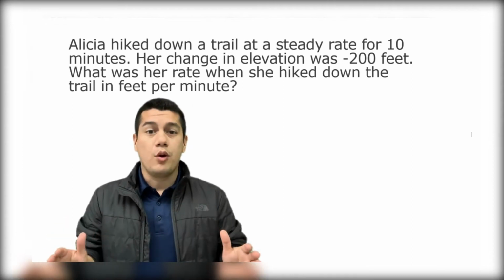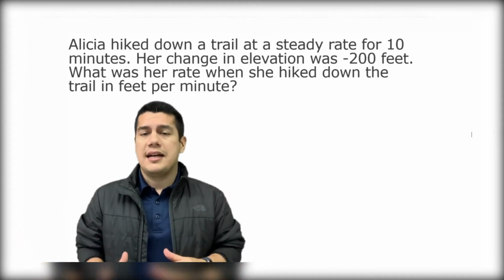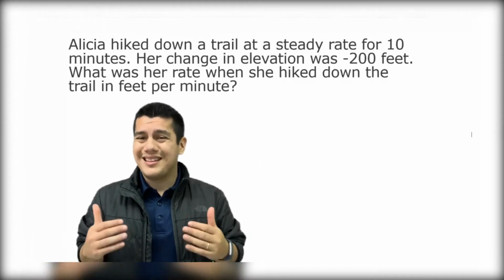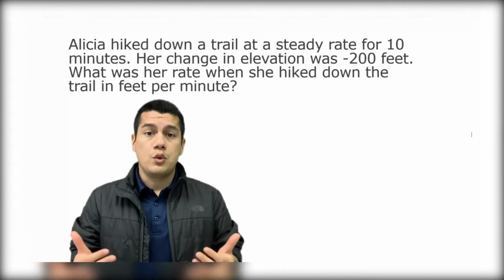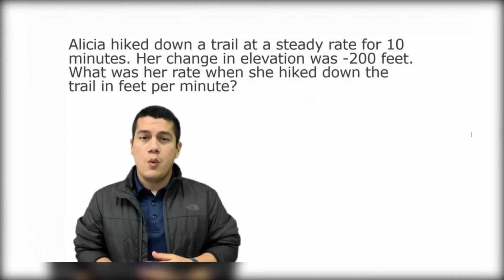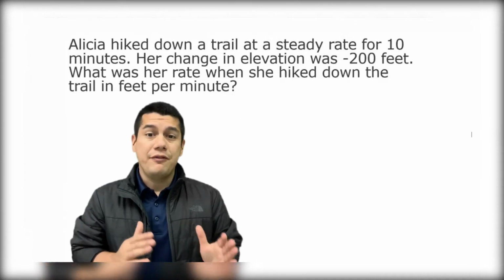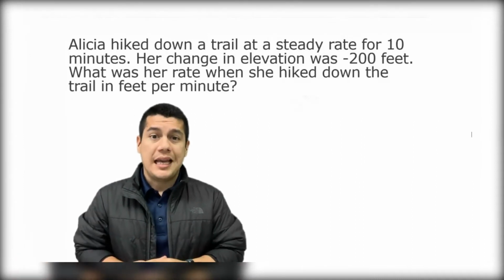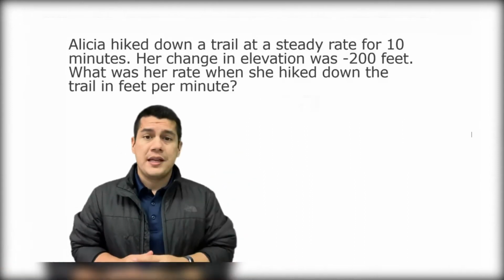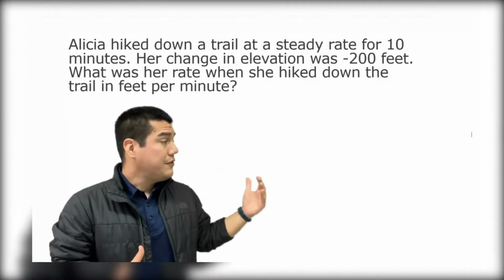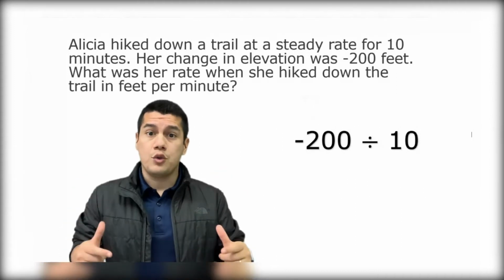Now let's explore the following problem, and it says Alicia hiked down a trail at a steady rate for 10 minutes. Her change in elevation was negative 200 feet. What was the rate when she hiked down the trail in feet per minute? In order for us to be able to complete this exercise, we need to write the division, which is going to be negative 200 divided by the 10 minutes that she took in order for her to hike down the trail.